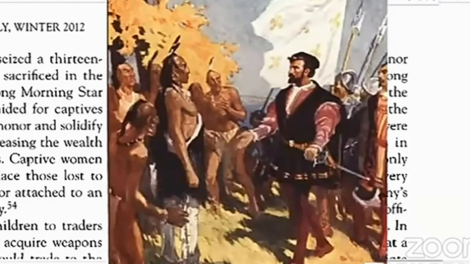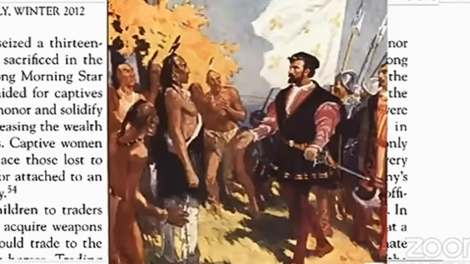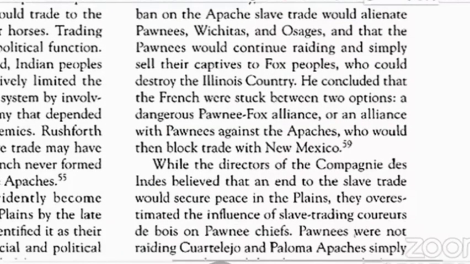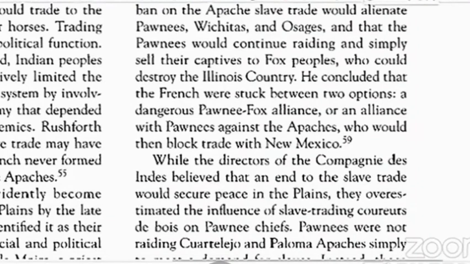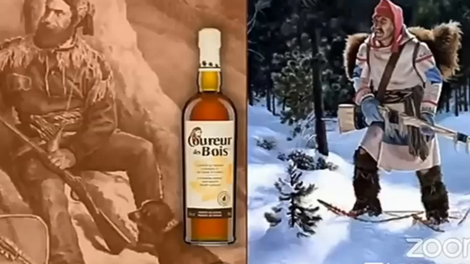This was not only contrary to the orders of the king, but very harmful to the well-being of the company's commerce. While the directors of the Compagnie des Indes believed that an end to the slave trade would secure peace in the plains, they overestimated the influence of slave trading coureurs de bois.